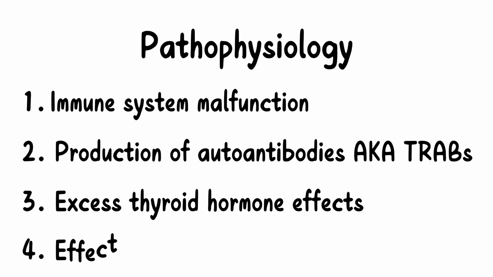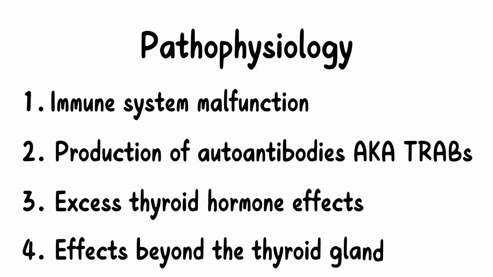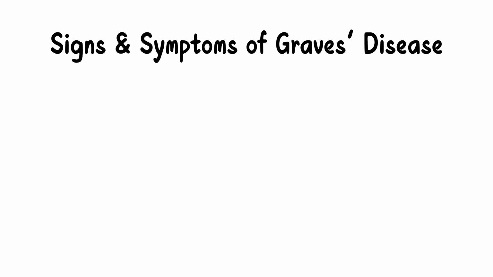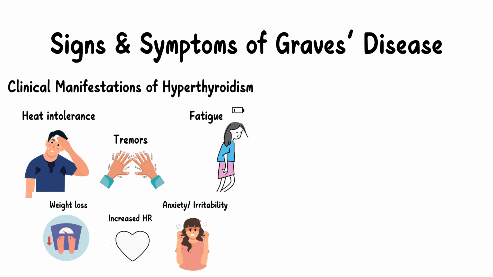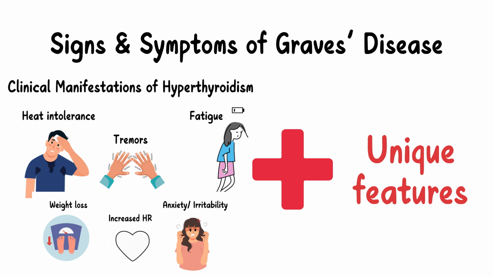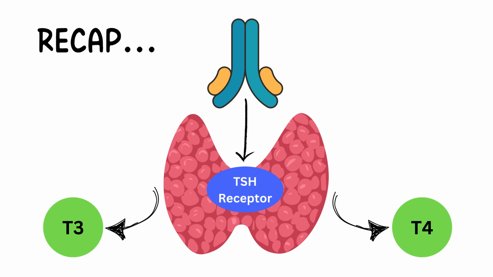Number 4. Effects beyond the thyroid gland. What makes Graves' disease so unique is the signs and symptoms it causes beyond the level of the thyroid gland. In other words, you're going to hear from patients or see a few other signs and symptoms other than the classic signs and symptoms of hyperthyroidism. So why does this happen? Well, TRAbs attach to TSH receptors, right?